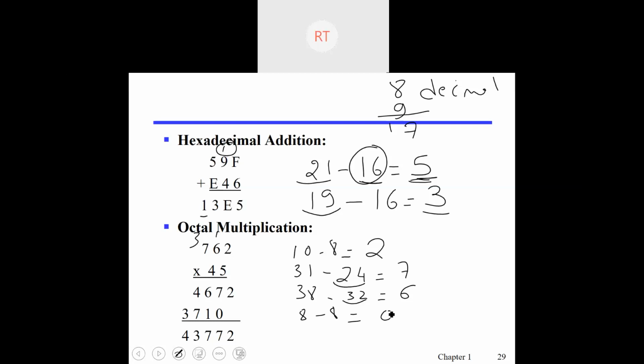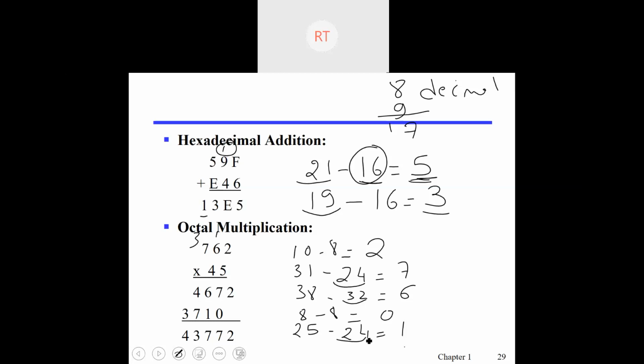So 4 times 6. Yes, Maverick, what do you think? 4 times 6 is 24. Plus the carry 1 makes 25. So you subtract 24 from it and the answer is 1. And what is my carry? It is 3.